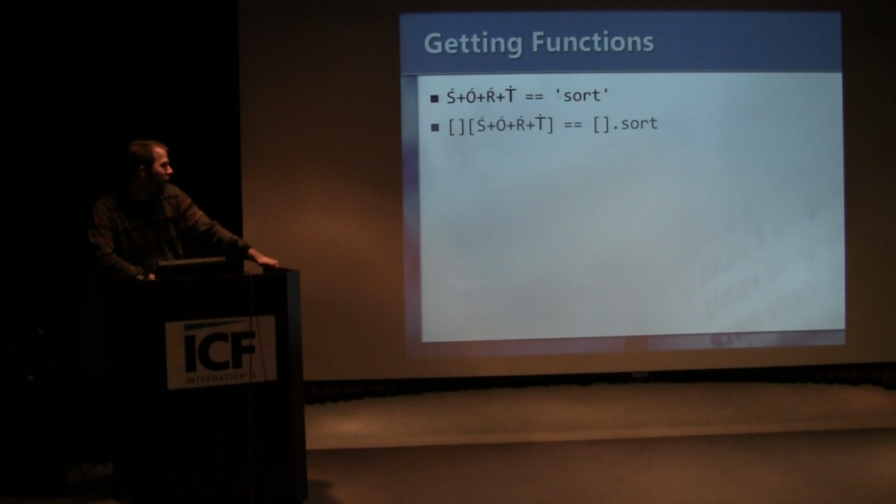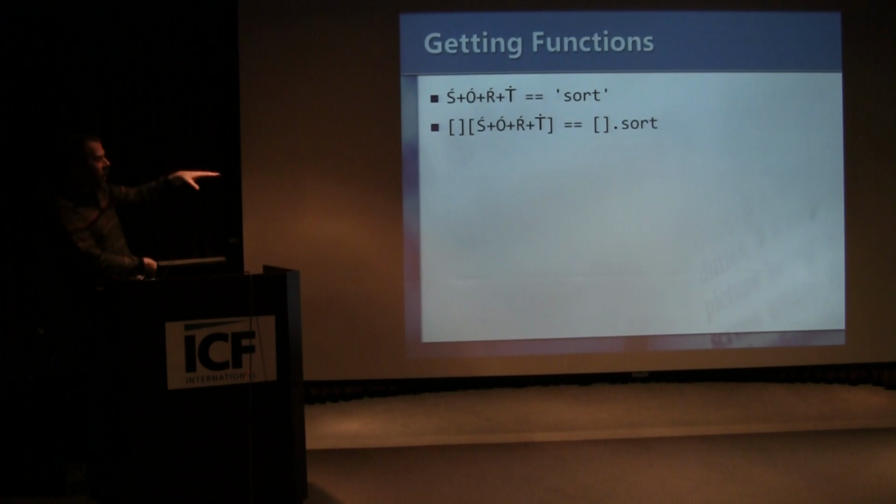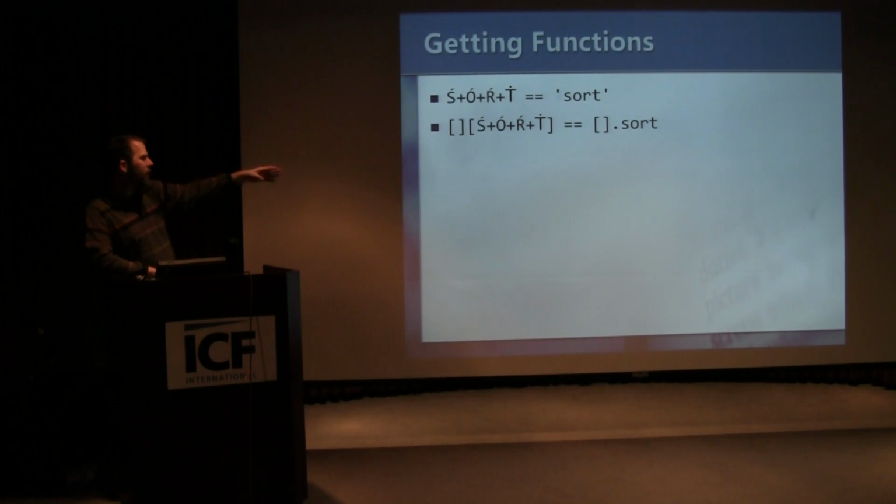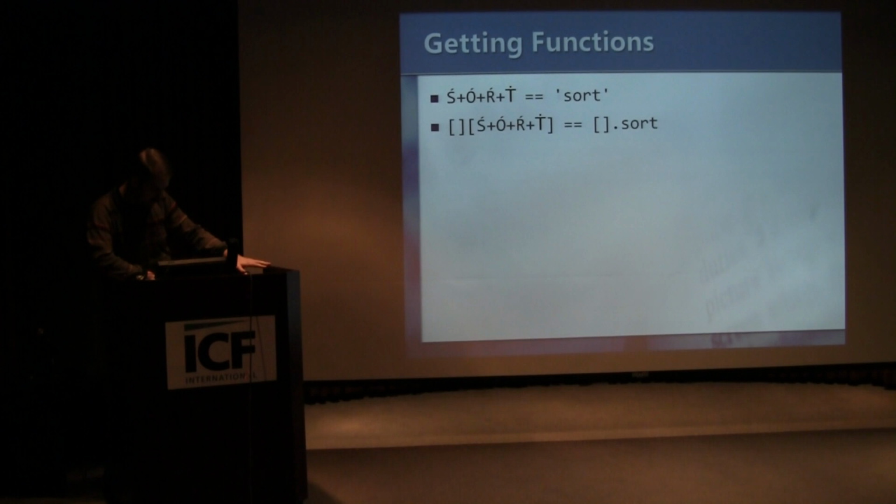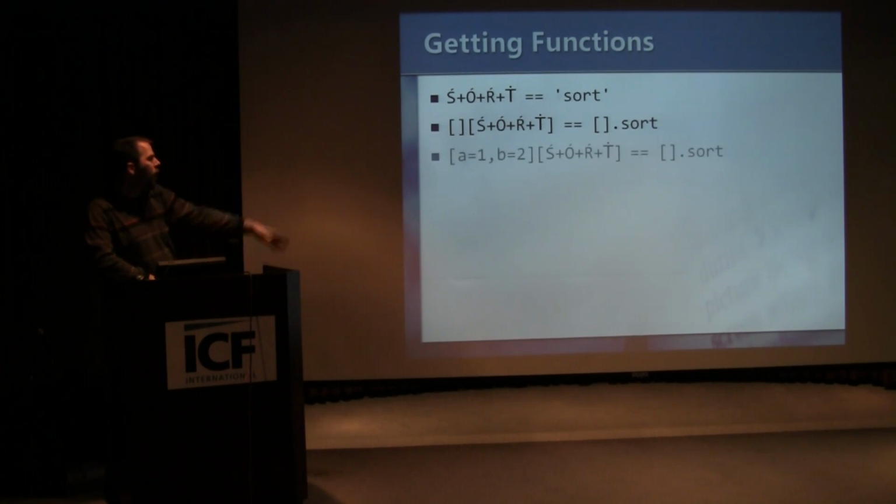So if we were to apply that then to just a blank array, we would get a reference to the sort function. Now we're not actually calling the function yet. There's no parentheses here. We're not executing. It's just getting a reference to it. So it really doesn't matter what is in the array to start with. We're just getting the function from any old array.